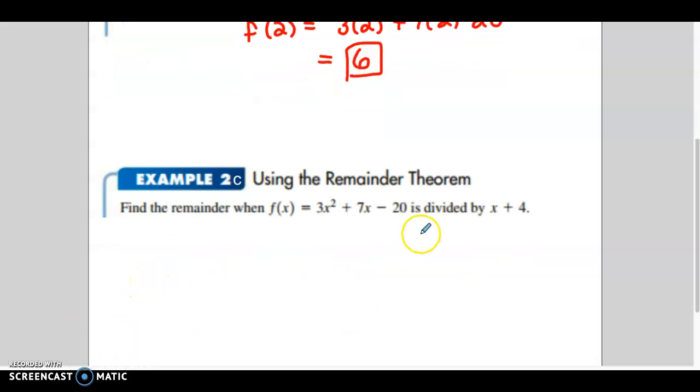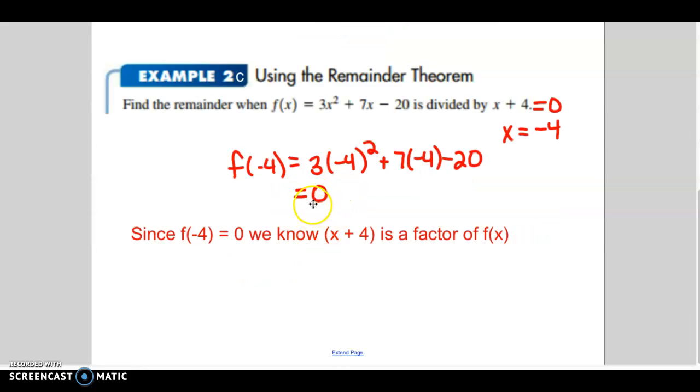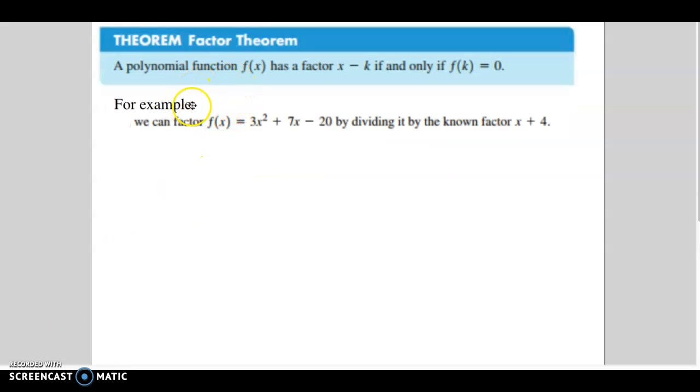Similarly for this one, we're going to take x plus 4, set it equal to 0, so that means we're going to plug a negative 4 into our function. And when we do that, we end up with 0. Since f of negative 4 equals 0, we now know that x plus 4 is a factor of f of x, which brings us to the factor theorem that says a polynomial has a factor x minus k if and only if you plug in that value of k and you get 0 out of it.